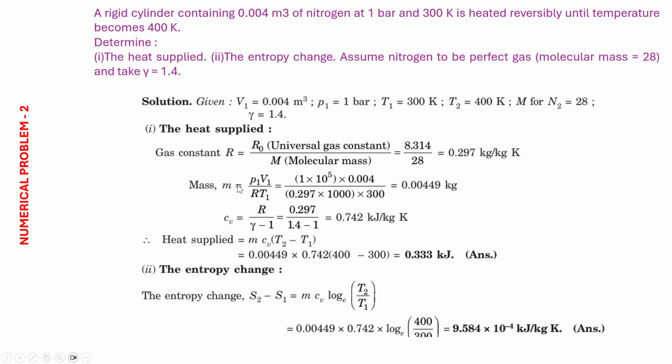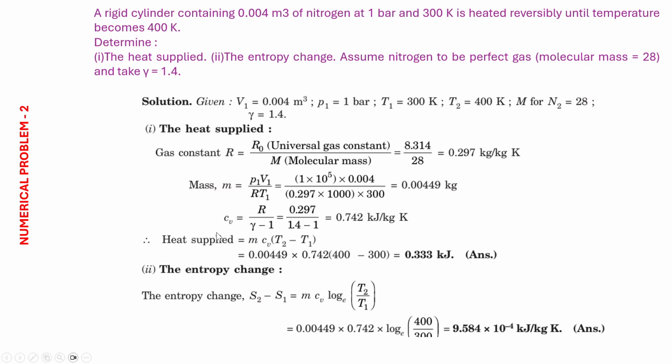Then comes the PV is equal to mRT formula, and rearranging PV is equal to mRT in terms of m on our left hand side, we will have the rearranged formula of this nature. Then we are able to compute the mass also. So simply on having the value of mass and R, we are able to deal with the Cv calculation. Cv calculation is very easy once the R is known. Gamma is also 1.4, given. If it is not given, please assume that as 1.4. This is how we are going to calculate Cv.